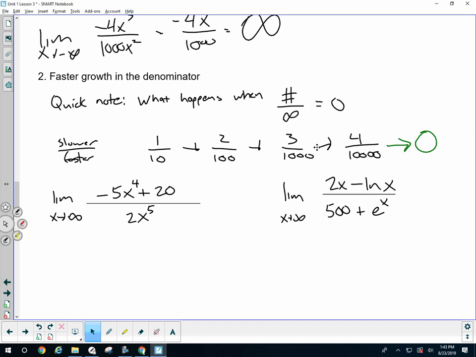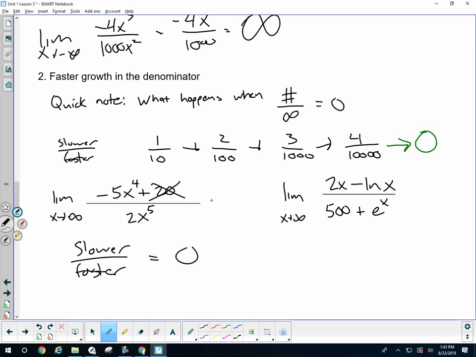They approach 0. So we literally, and thankfully, 0, we don't have to worry about the sign of 0 just yet. Okay, we will actually in a little bit. But thankfully, if I just see x to the 4th, okay, whatever, that doesn't matter. That's slower than x to the 5th. Boom, 0. Do I care that it's negative and positive? No.